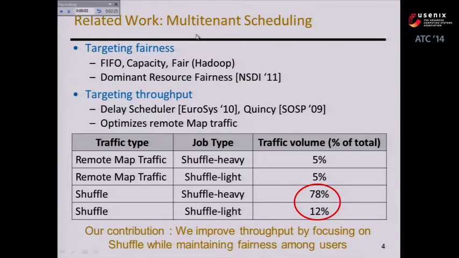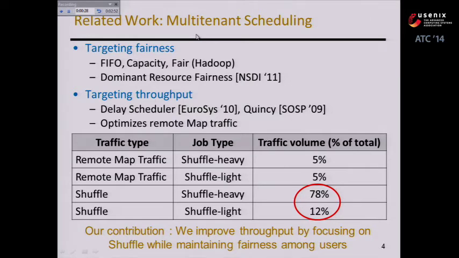So let's go through the related work in multi-tenant scheduling briefly. There has been a lot of work that targets fairness in multi-tenant clusters. The FIFO scheduler, capacity scheduler, and fair scheduler are part of the Hadoop release as well. There was another paper, NSDI '11, called dominant resource fairness, where they maintain fairness among users based on the dominant resource.